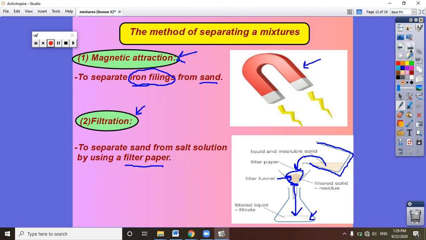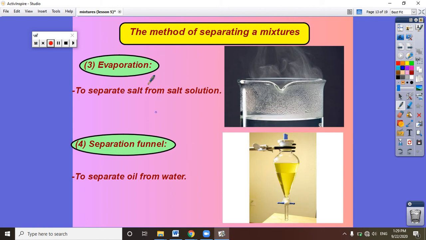The third method is evaporation. If I have a salt solution or a sugar solution and I want to separate the salt from the water, what should I do? I will boil this mixture, then the water will evaporate and the salt will remain in the beaker.